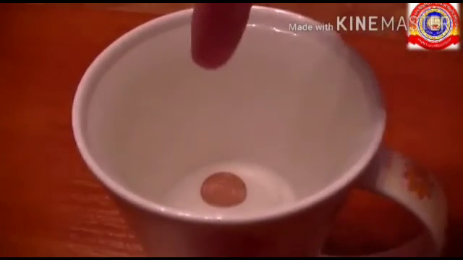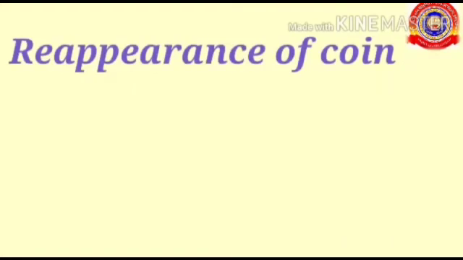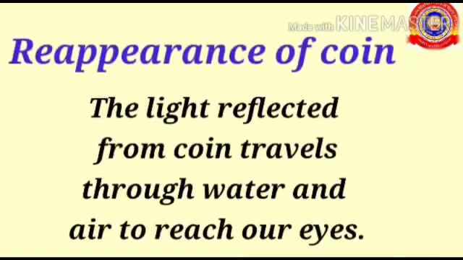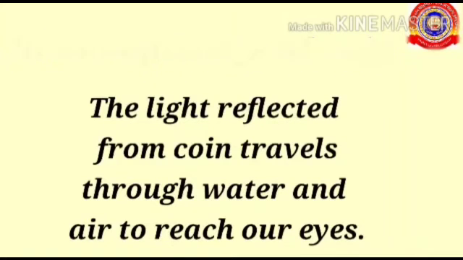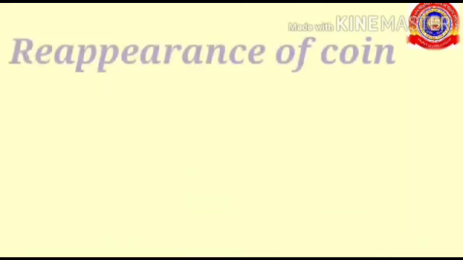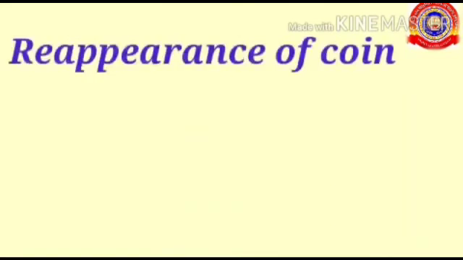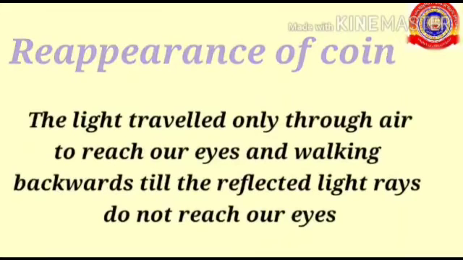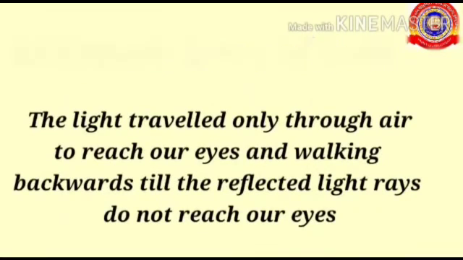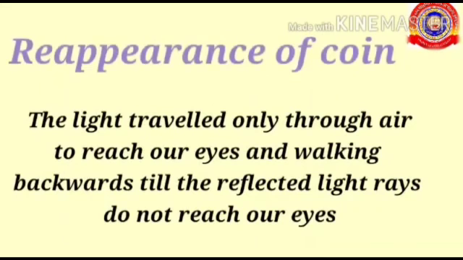What is the reason for the reappearance of the coin? Yes, the light reflected from the coin travels through air and water to reach our eyes. Before pouring water, the light travels only through air to reach our eyes. Walking backwards till the coin disappears means walking backwards till the reflected light rays from the coin do not reach our eyes. So we didn't see the coin.